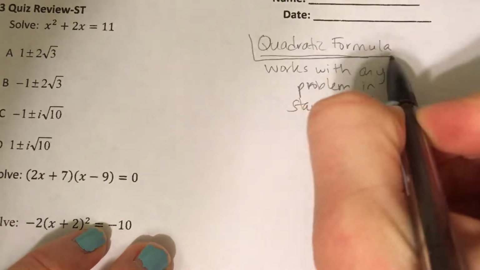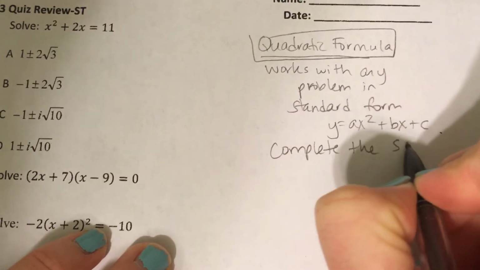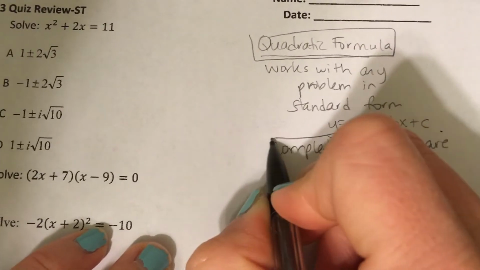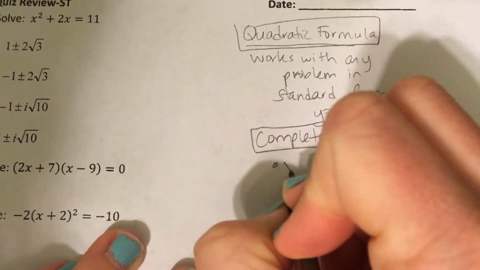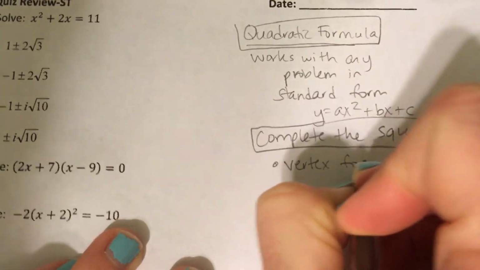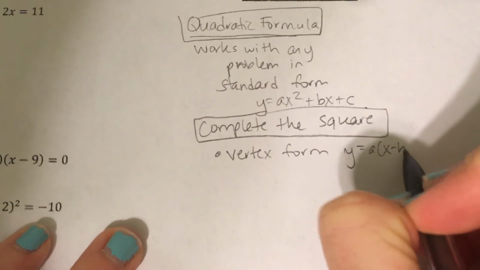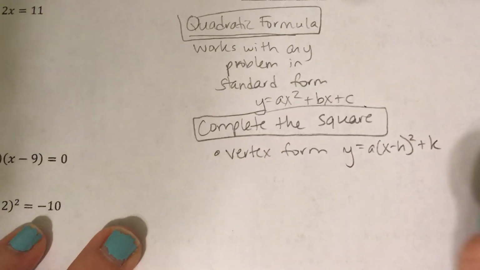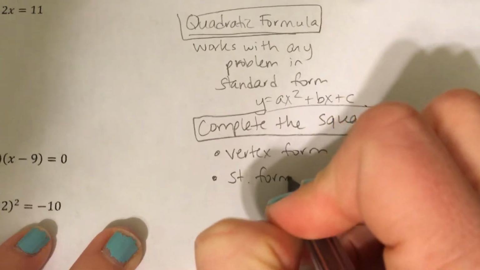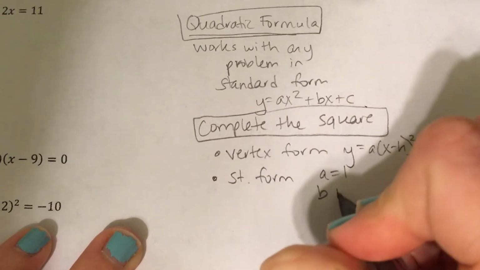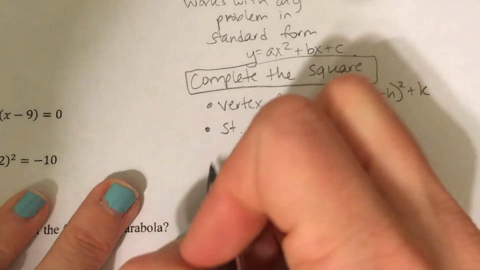Alright, then you have complete the square. I would use that for sure if it's in vertex form. Remember, which is y equals a(x minus h) squared plus k. Or you can also use it if it's in standard form and a is equal to 1 and b is even. You could also use it there.